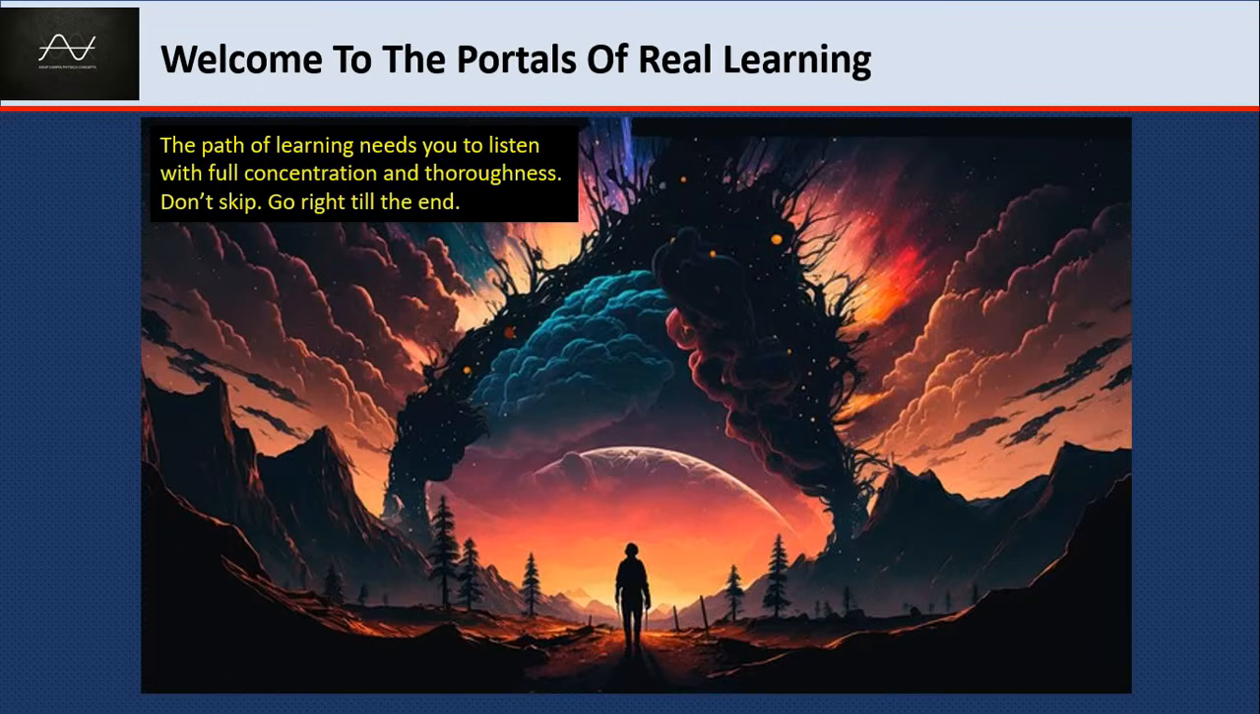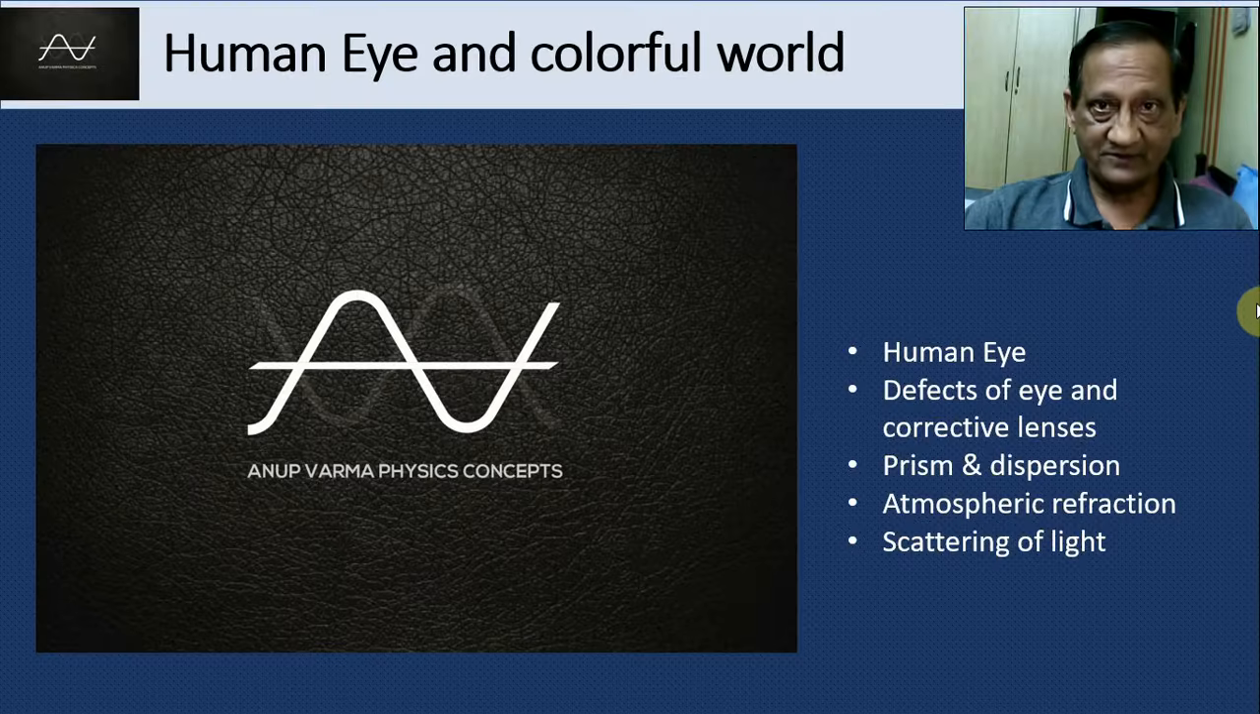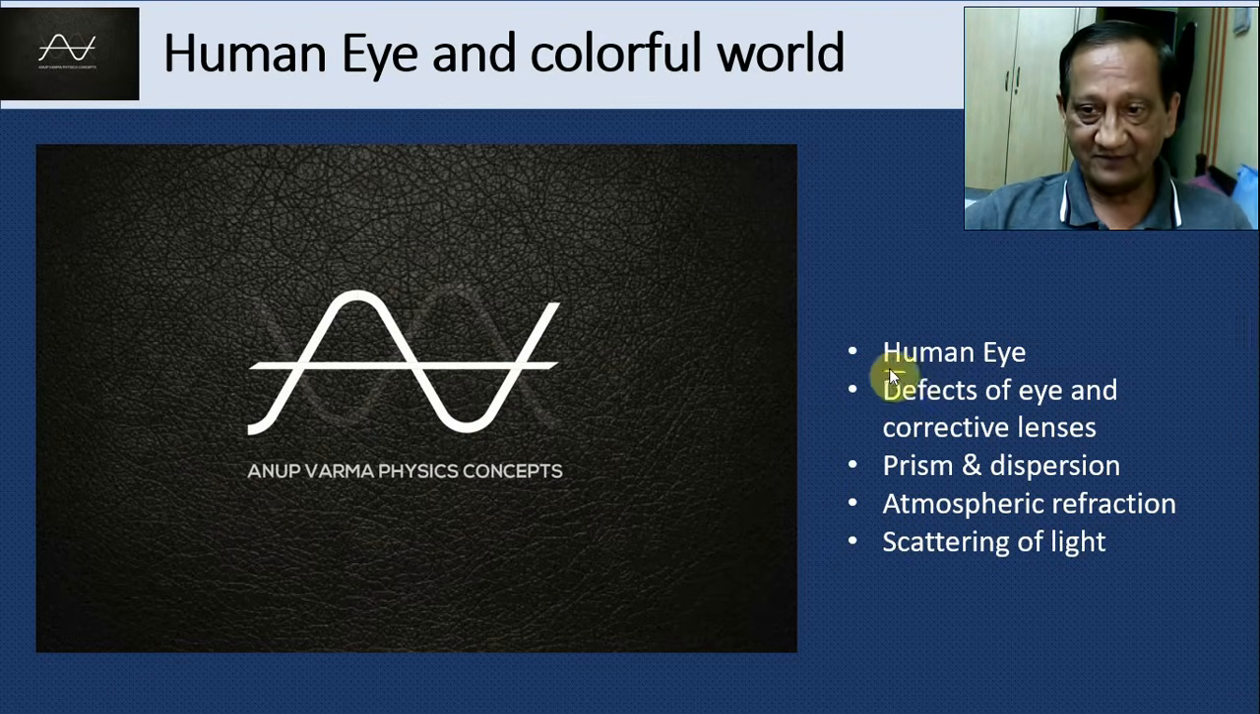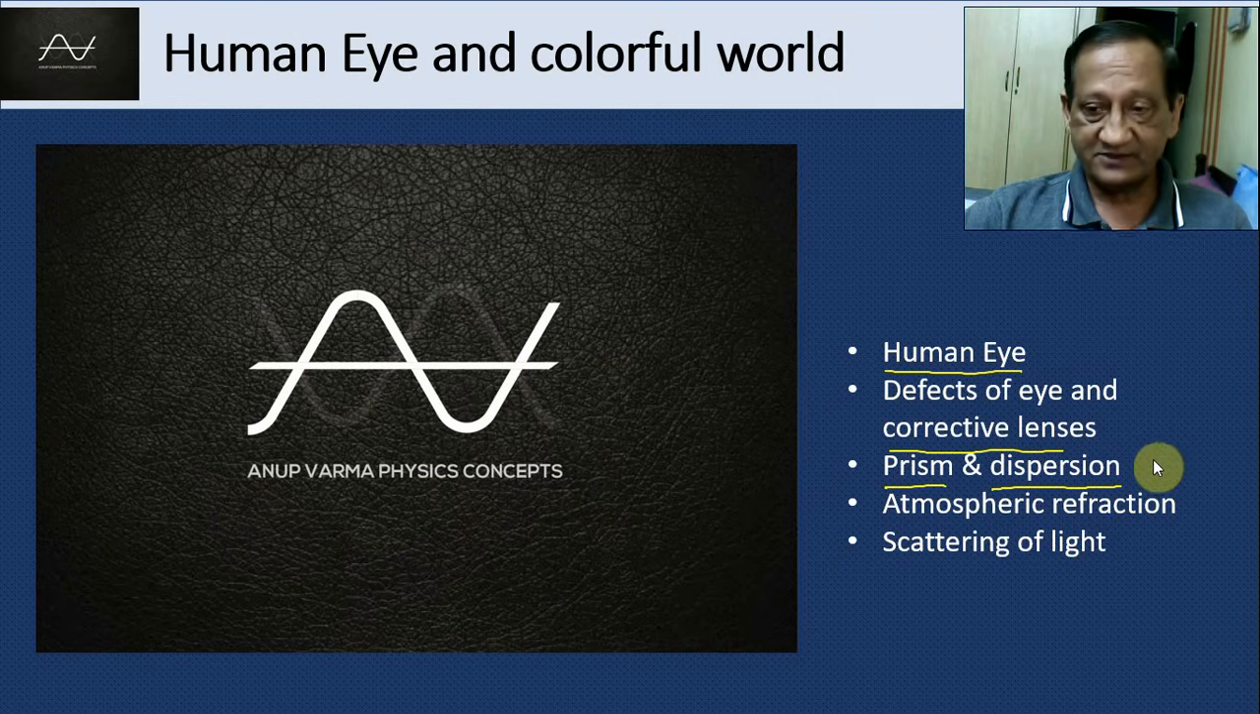Listen carefully and completely. So we come to the last chapter of optics, which is a very interesting chapter called Human Eye and Colorful World, where we are going to learn how the human eye works, how the defects of the eye can be corrected by corrective lenses, how the prism can do what is called dispersion, breaking up white light into its constituent colors, atmospheric refraction, and scattering of light. In this session, we'll talk about the human eye and the defects and their correction.